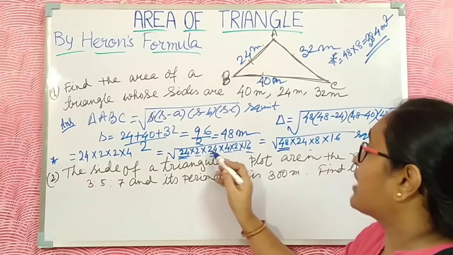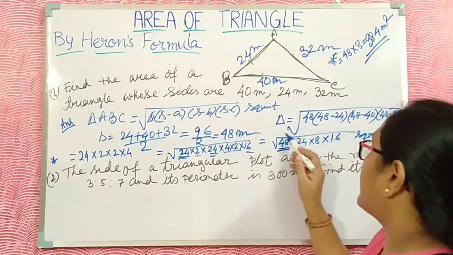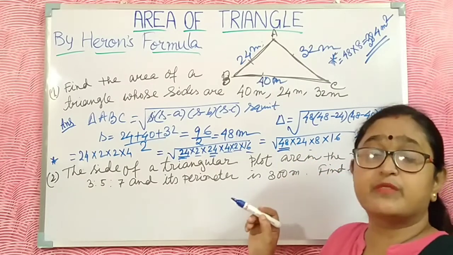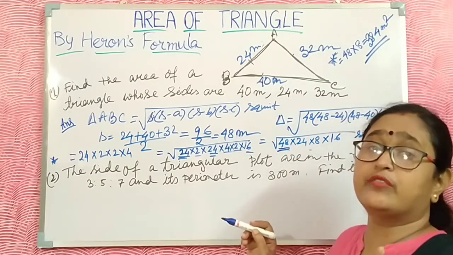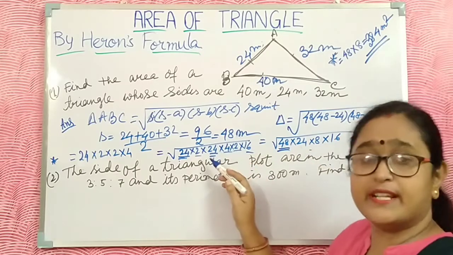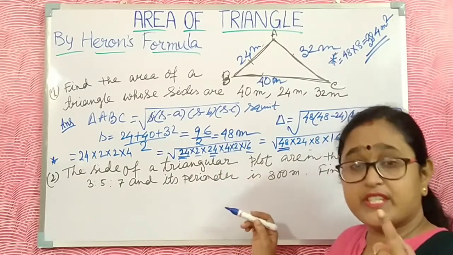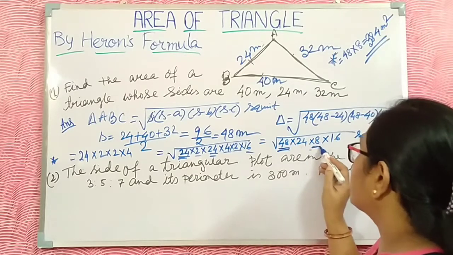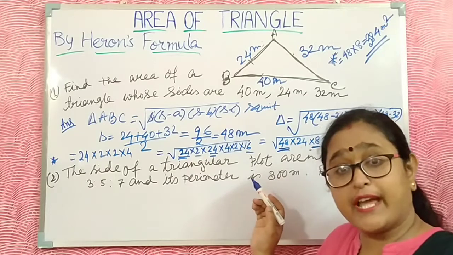You just take the common factor. You find which number 48 is divisible by. 24 2s are 48. Why do I take 24? Because 24 is present here. That's why square root of 24 into 24 is 24. This is very easy. And now you convert 8: 4 2s are 8.